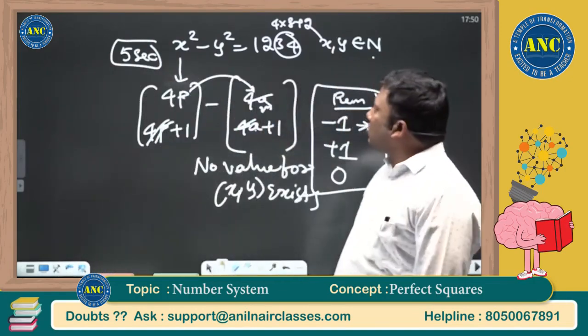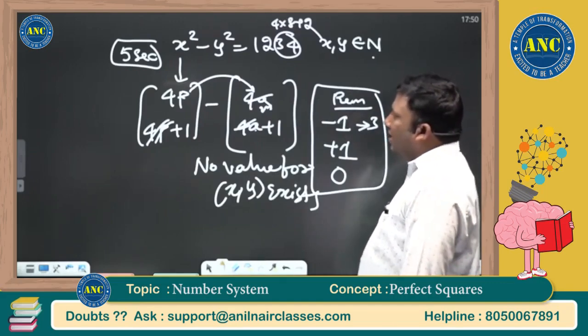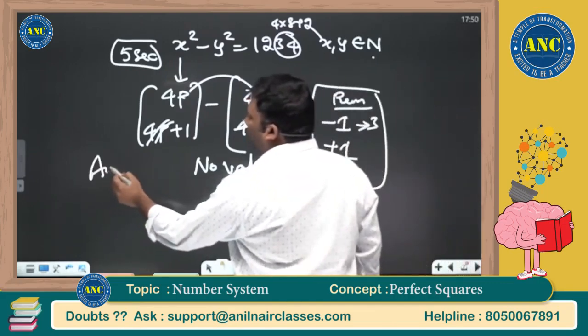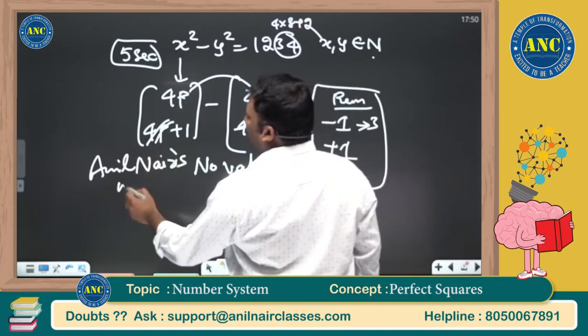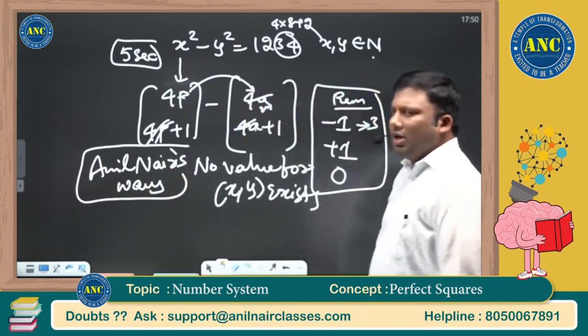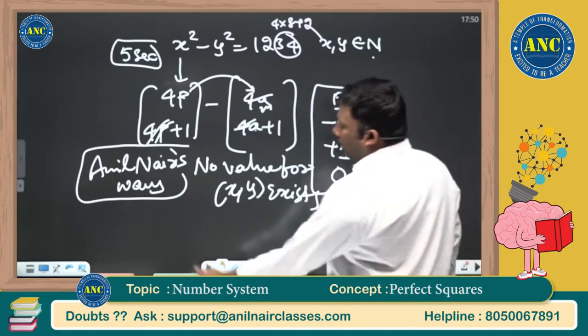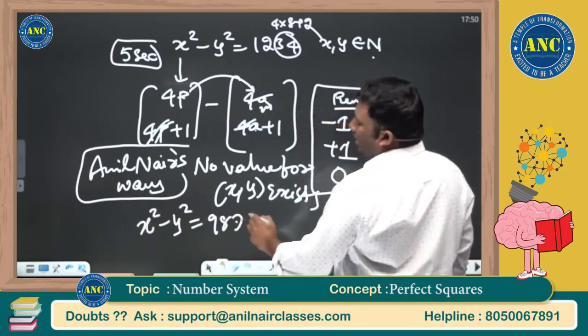x square minus y square is equivalent to 1, 2, 3, 4. This question is a 5-second problem if you are a follower of Anil Nair's live classes. I have seen people factorizing it; you don't need factorizing. Now tell me the original CAT question. Please drop your pens and tell the answer.